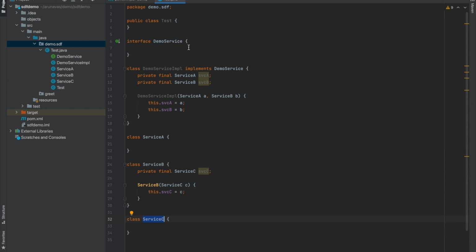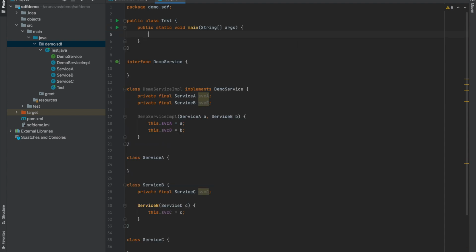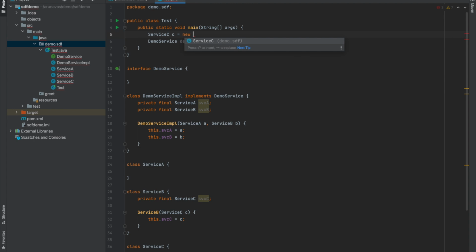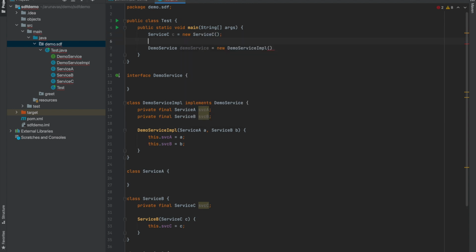So if we want to instantiate DemoService with DemoServiceImpl, we would have to do something like this. First, demoService equals new DemoServiceImpl. As we have seen, it depends on two other classes, ServiceA and ServiceB. And ServiceB again depends on ServiceC. So let's initialize them. serviceC equals new ServiceC.